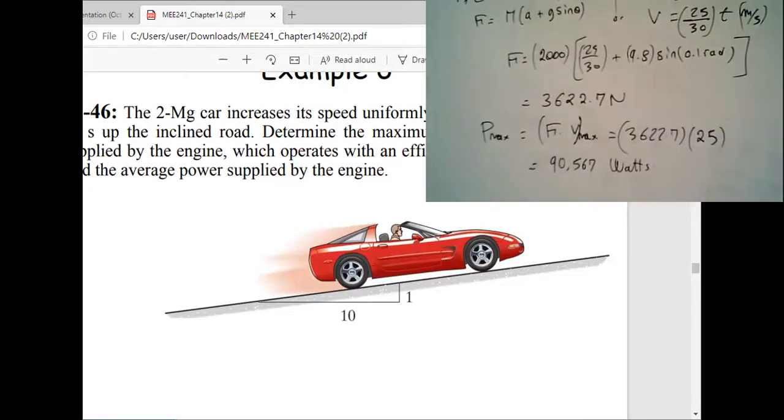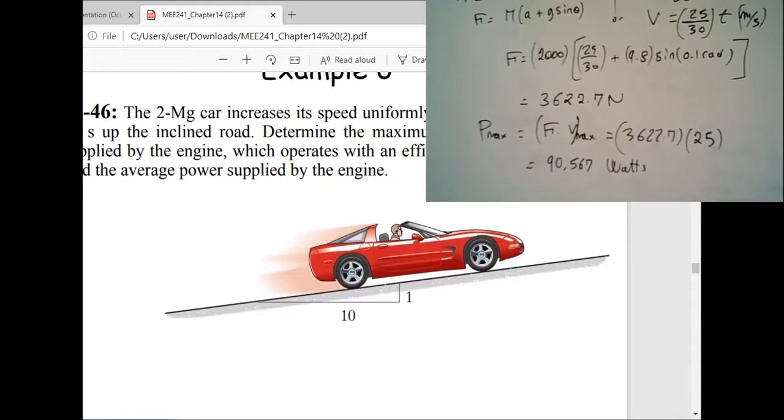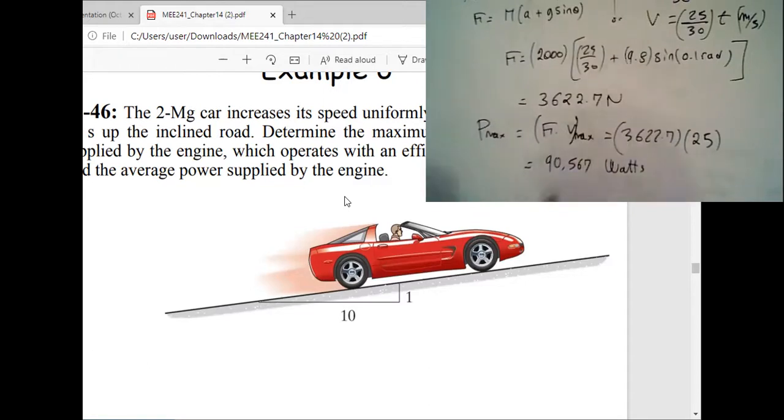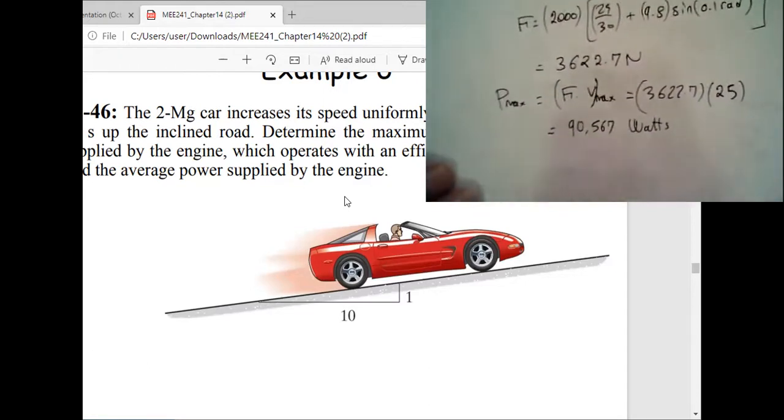Well, in the next part, they actually ask us about finding the average power. But before we do that, this is a maximum power that has to be delivered to the car. So this is a mechanical power. How about the engine? What is the power that the engine needs to deliver? Well, the input power, right? Or let's talk about the efficiency first.